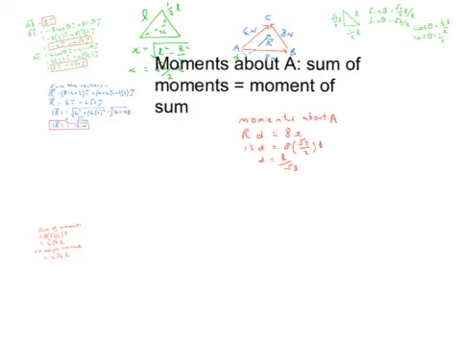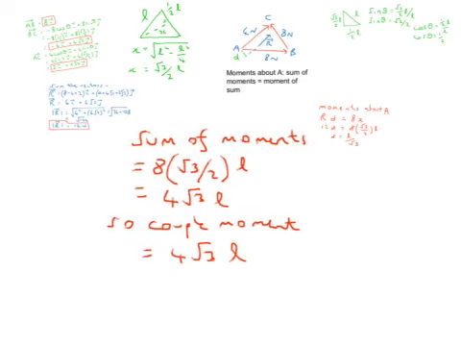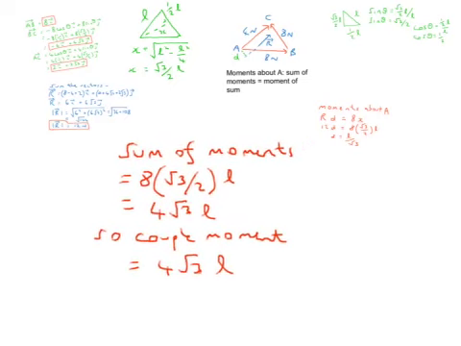The final section of this problem says if we assume that the force is replaced by a couple. Well, the sum of the moments from before was 8 times root 3 over 2 times L, which gives 4 root 3 L. Therefore, that must be the size of the couple moment. Perhaps we need to explain that a little more, but we'll leave that for now.